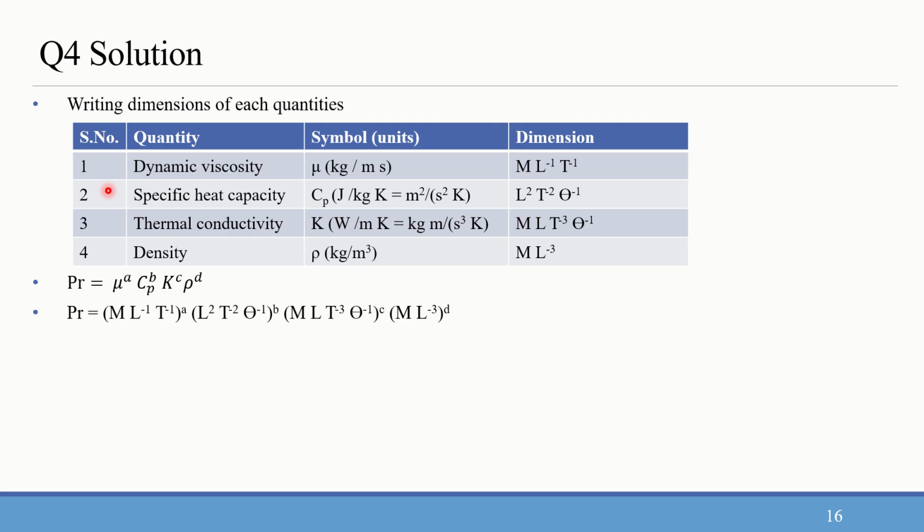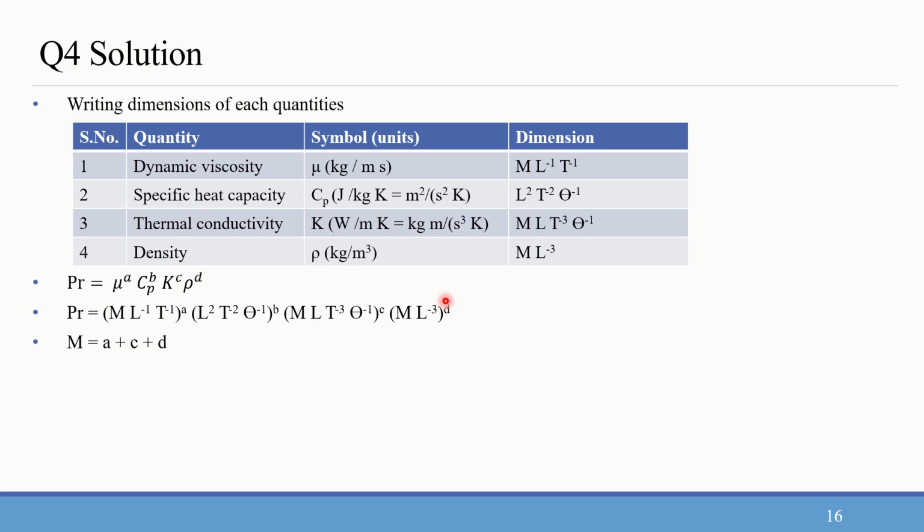Now we are substituting all the dimensions in this particular form, and what will we get? Pr is equal to mu, which is M L^-1 T^-1, whole to the power of A, into Cp, which is L^2 T^-2 theta^-1, to the power of B, and K is M L T^-3 theta^-1 to the power of C, and rho is M L^-3 to the power of D. So we have just expanded the dimensions and put them in the original equation.